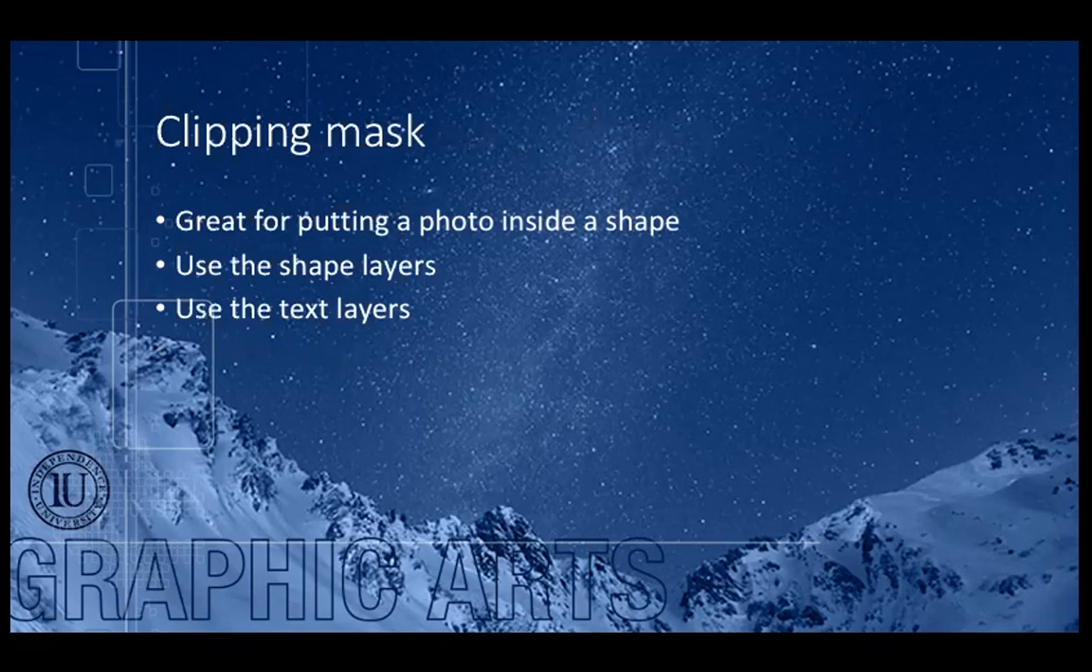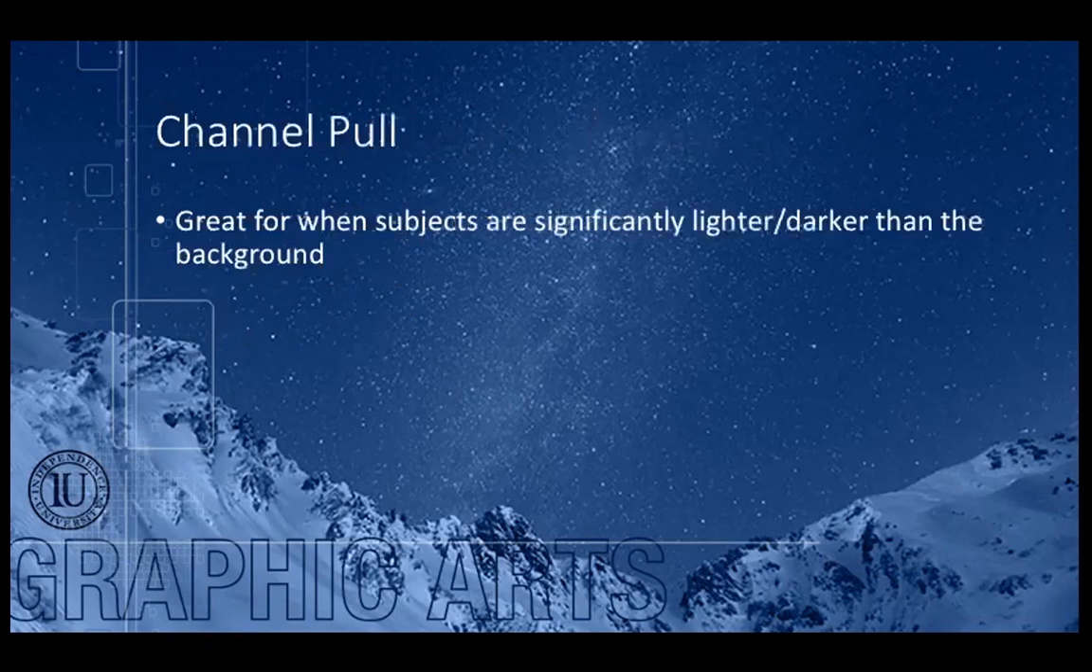So that's great for putting a photo in a shape as well, not just typography. Use the shapes layers and use text layers for a clipping mask if you want to get that effect. The channel pull is great for when subjects are significantly lighter or darker than the background.